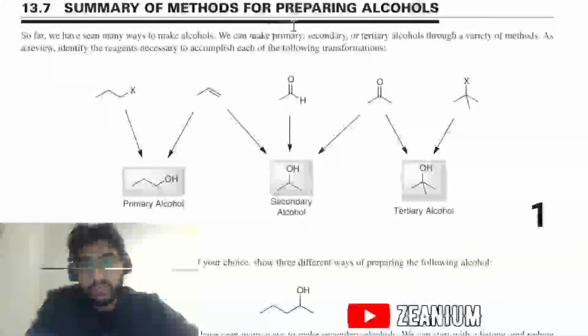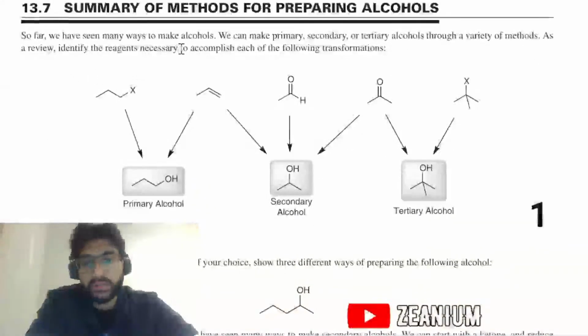Summary of methods of preparing alcohols. So far, we have seen many ways to make alcohols. We make primary, secondary, and tertiary alcohols through various methods. As review, identify.